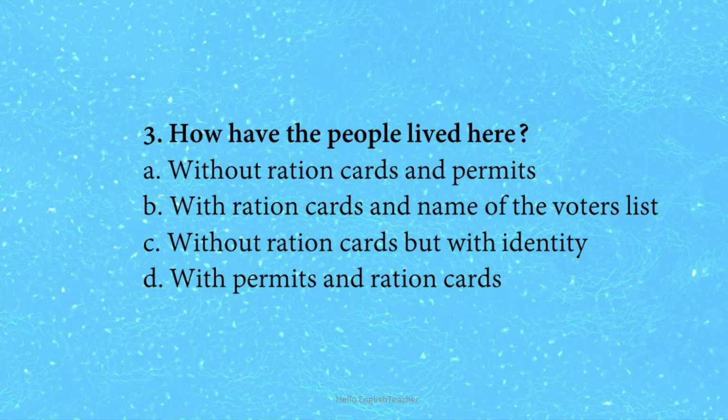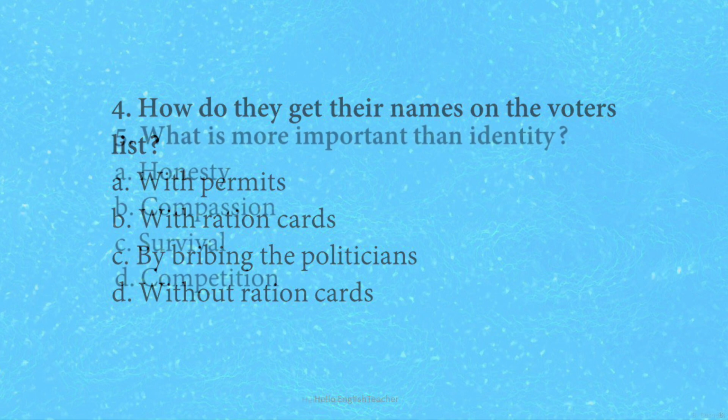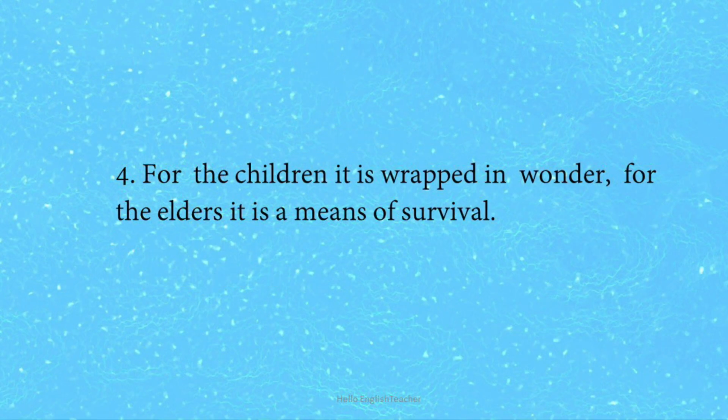So, question number 4, how do they get their names on the voters list? With permits, with ration cards, by bribing the politicians or without ration cards? So, they use their ration cards to get the name on the voters list. So, the answer is B. So, question number 5, what is more important than identity for these people? So, is it honesty, is it compassion, is it survival or competition? So, for them survival is more important than identity.